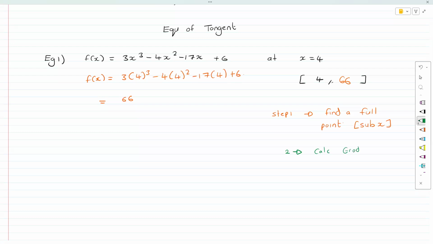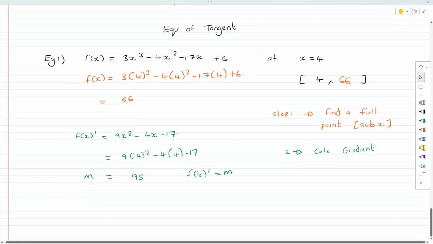Calculate gradient. Now, if you guys remember the rules for gradient, it's quite simple because all we do is calculate the first derivative, which is 9x squared minus 4x minus 17. To calculate the gradient, we substitute x, so this is going to be 9 into 4 squared minus 4 into 4 minus 17. And that equals 95. And if you remember correctly, f prime of x equals m. So the gradient m is 95.